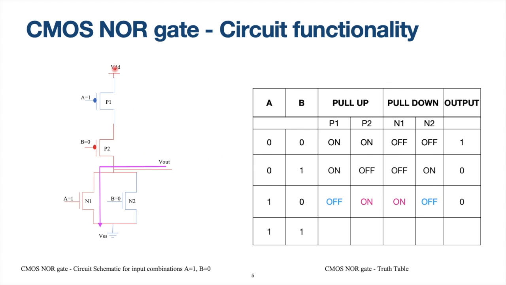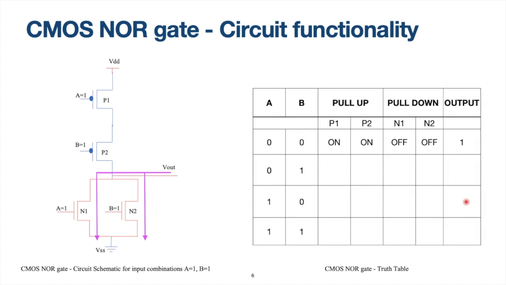Now look into the logic. There is no continuous path from VDD to Vout. Therefore, the capacitor cannot charge. On the other hand, there is a path existing from Vout to the ground through transistor N1. So if there is any charge stored in your load capacitor, it can discharge itself through transistor N1 to the ground. Therefore, your output goes to 0. Okay, so this option of A equal to 1 and B equal to 0 leads to the output 0. It is verified.